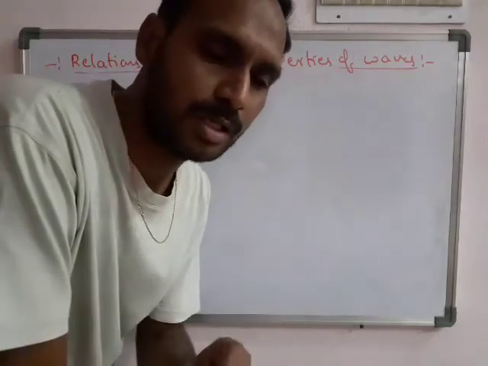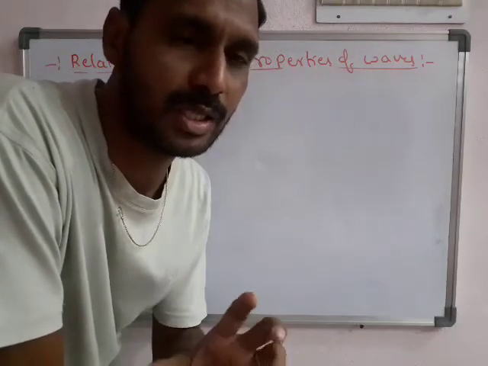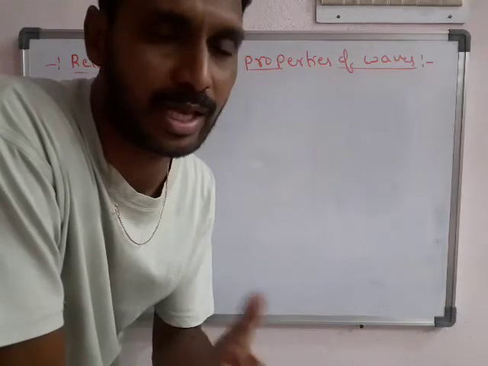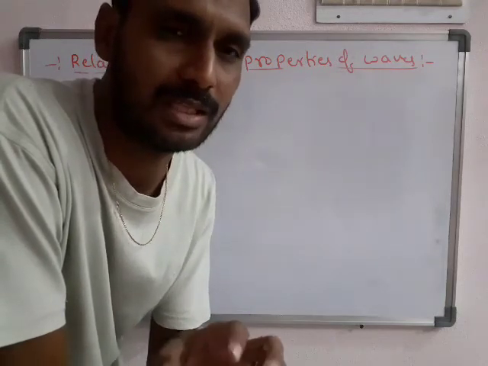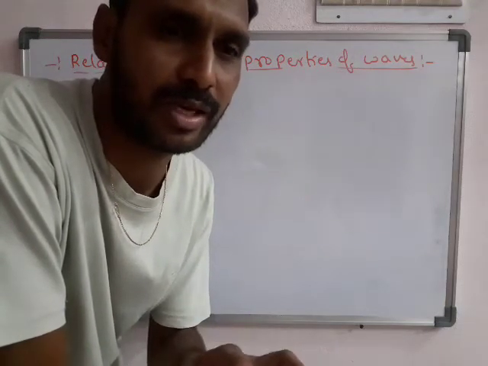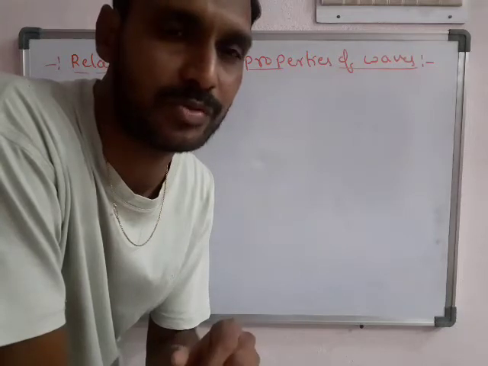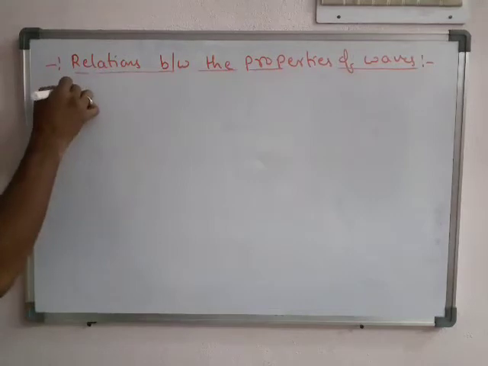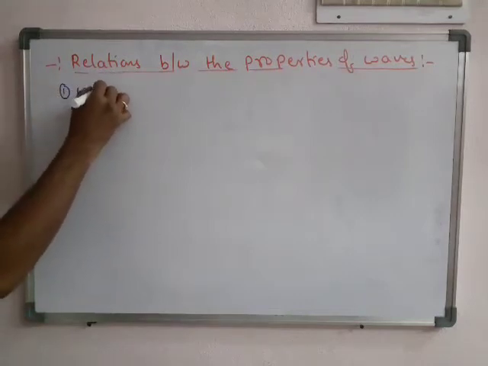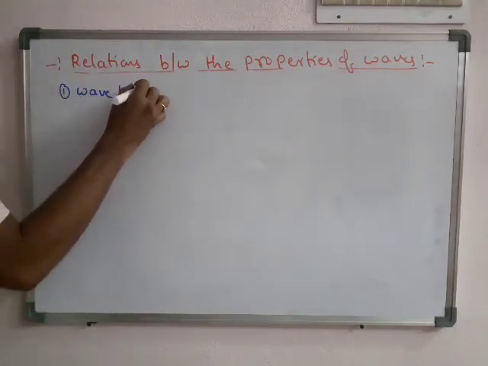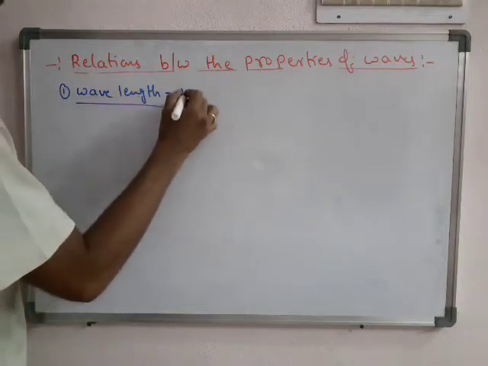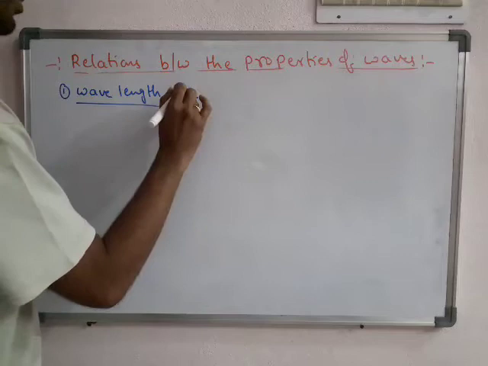So hello all. Now we see the relations between the characteristic properties of any waves. Already we know what the major properties of waves are. One of the main properties of waves is wavelength, that is lambda.